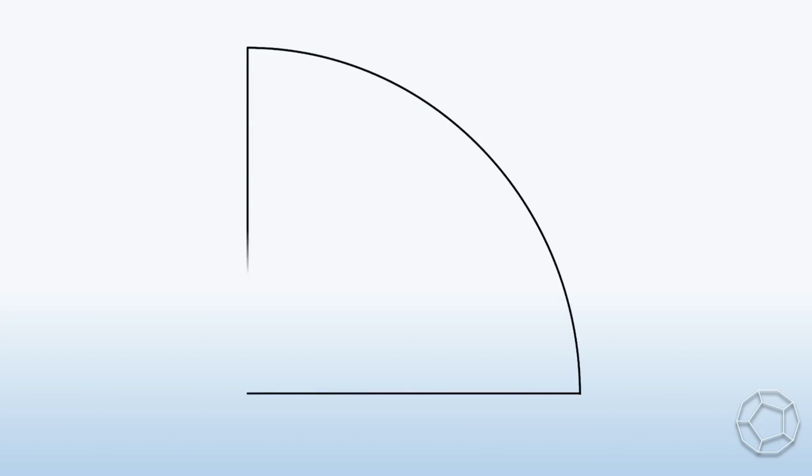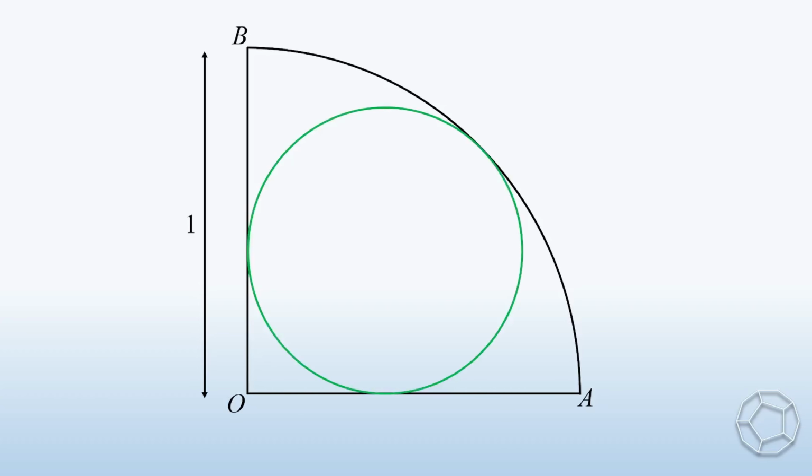Consider a quarter of circle OAB with radius 1. A green circle is inscribed in the quarter. At the lower right-hand corner, a red circle touches the three sides. Let the radius of the two circles be x and y.